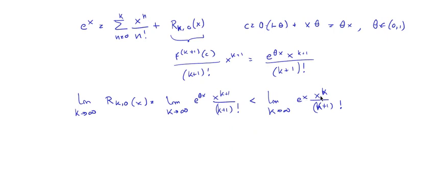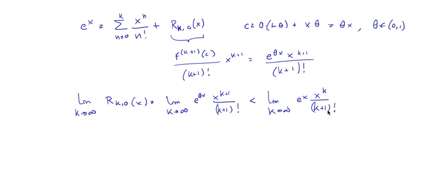So the exponential is going to be a constant with regard to this limit, right? And then this thing, x to the k, keeps increasing, but k plus 1 factorial is increasing much faster, right?